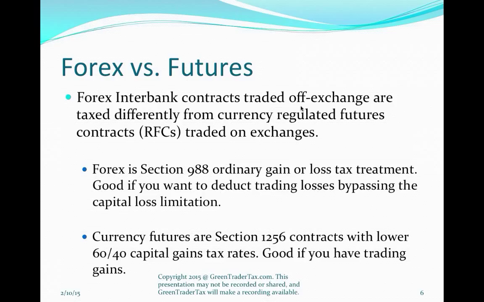Now, Forex is different from futures. Forex interbank contracts are traded off exchange, and they're taxed differently from currency regulated futures contracts traded on exchanges. Now, if you trade on a U.S. futures exchange, that's a qualified board of trade, and it's Section 1256. You get those lower Section 1256 60/40 capital gains tax rates. That's great if you have gains. The tax rates can be 12% less.